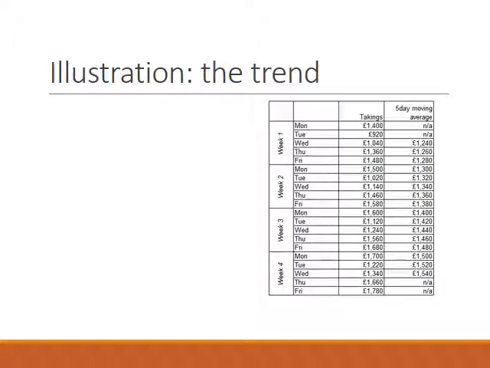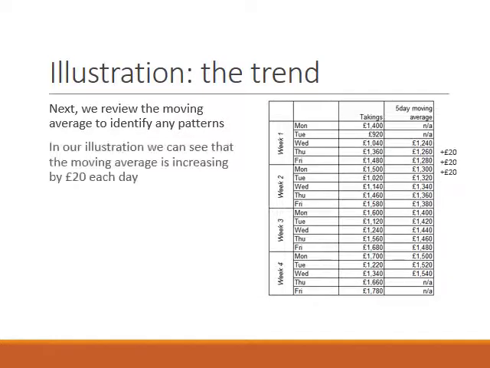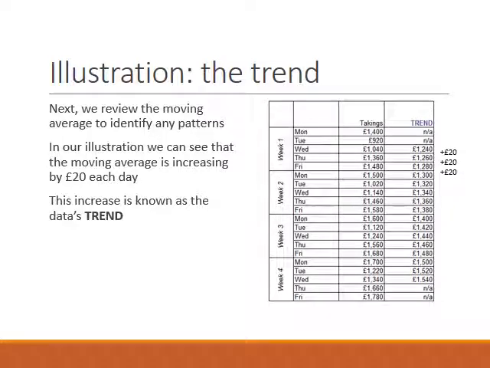What we next do with that 5-day moving average is we have a look at it and see whether there is a pattern to the data that we've calculated. And we can see quite clearly that there is a pattern, that each day we see the 5-day moving average increasing by £20. And this increase is known as the data's trend.